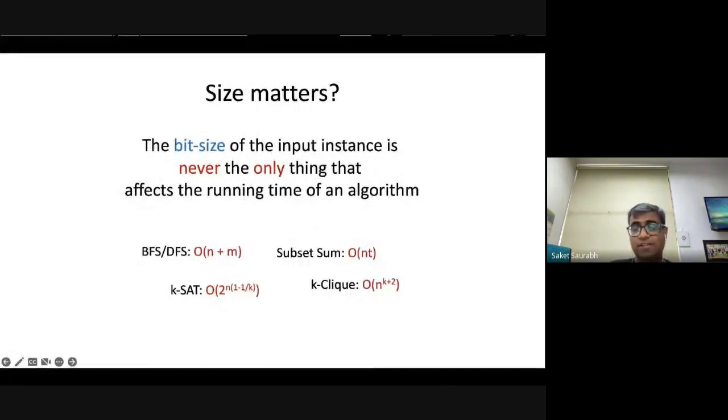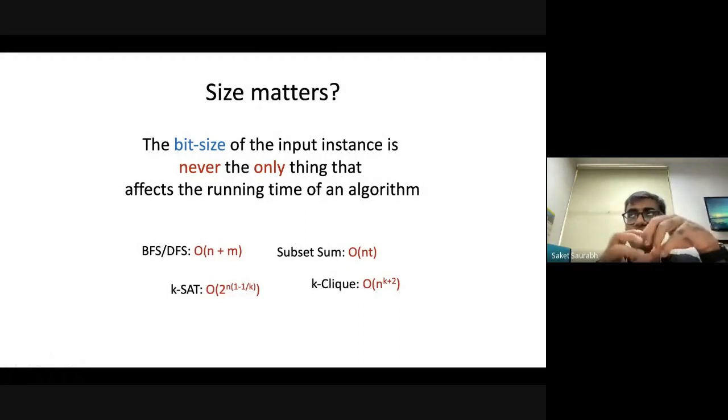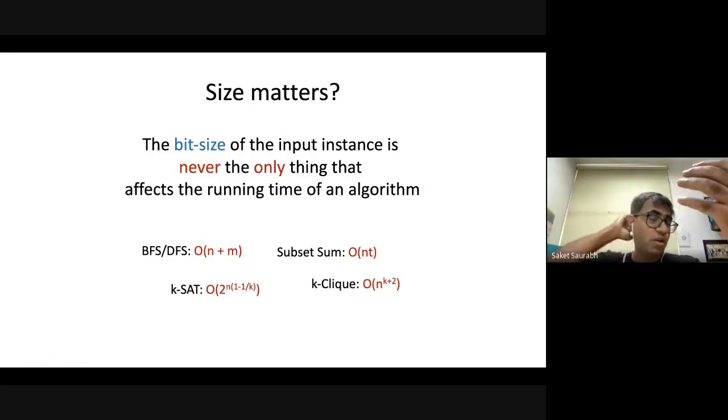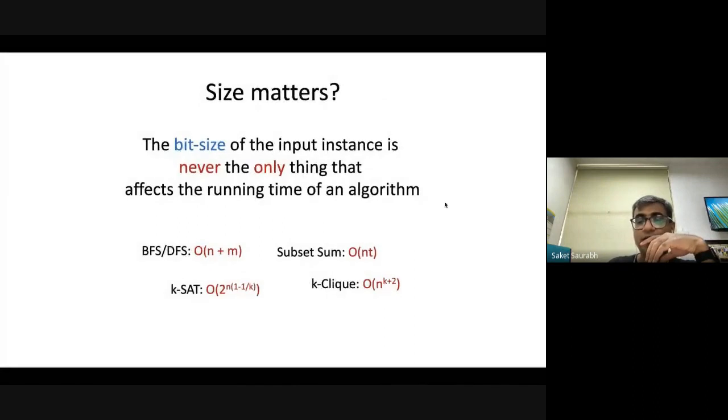Or for example, k-clique: you want to find a set of k vertices that mutually know each other, that is, that mutually have edges. These things will take running time n to the power k plus 2. How? You just try all possible k-subsets and check whether they form the desired connectivity or not.